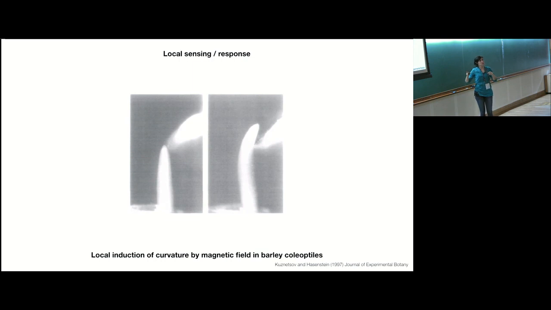So this shows us that you don't need the whole plant to sense gravity. It's enough that it's a local process. And this will be important for when we go towards modeling.